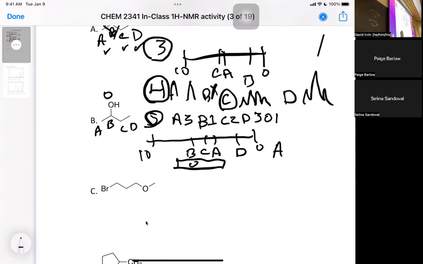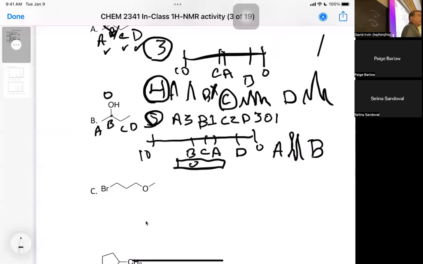Don't forget, there's a hydrogen on that alcohol too. There's a hydrogen right there. So it's going to be split once. 1 plus 1 is equal to 2. So we're going to have a doublet for A. B is going to be, let's see, how many hydrogens are within 3 bonds of that?